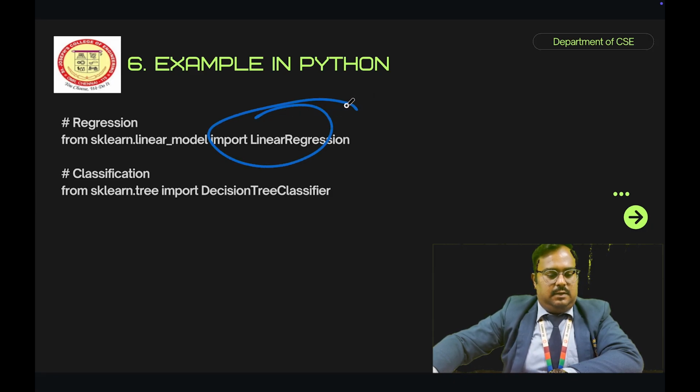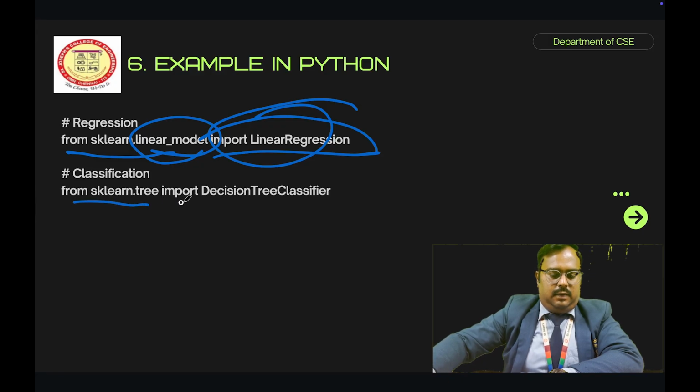In regression, we use from sklearn.linear_model, where sklearn is nothing but scikit-learn. Here we use the linear model, and after that we import LinearRegression. The same thing for classification: we use from sklearn.tree import DecisionTreeClassifier, right? sklearn is nothing but scikit-learn.